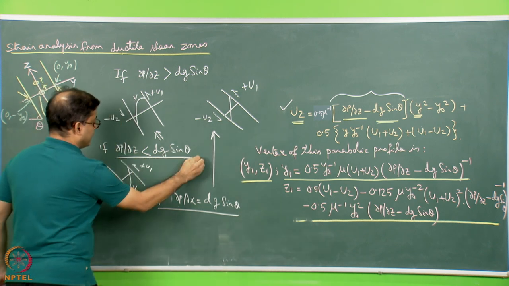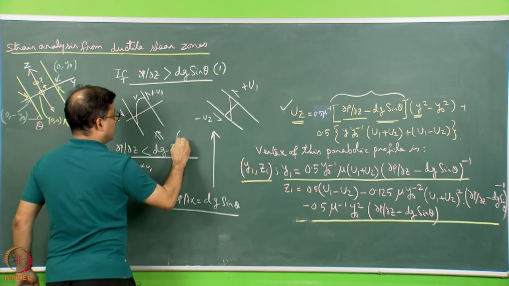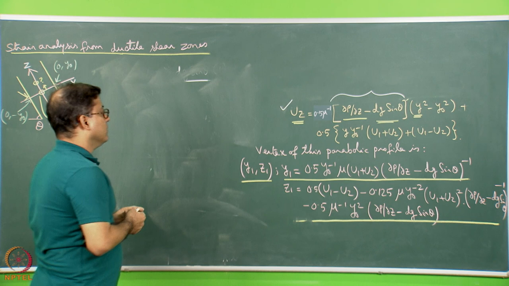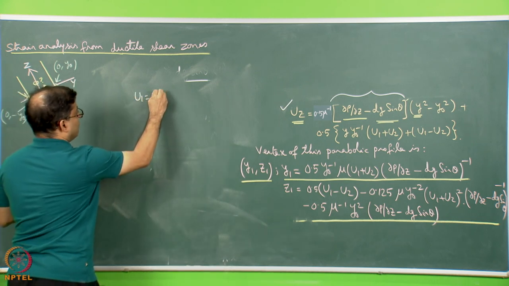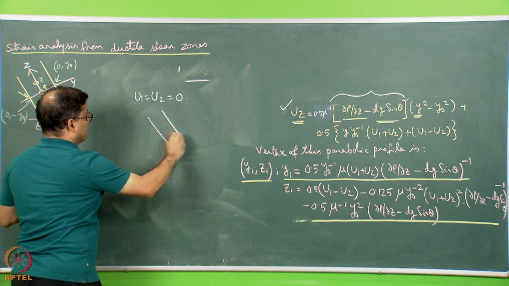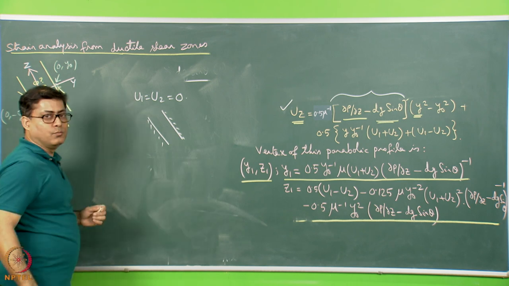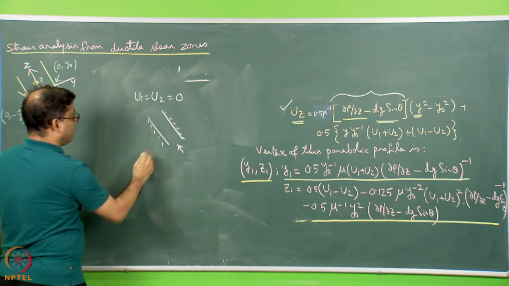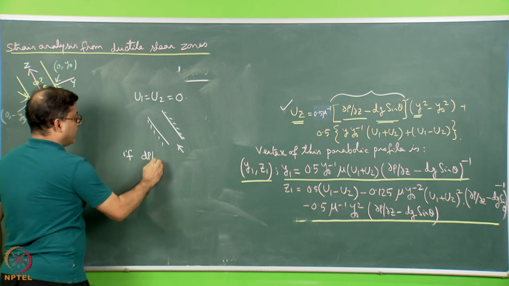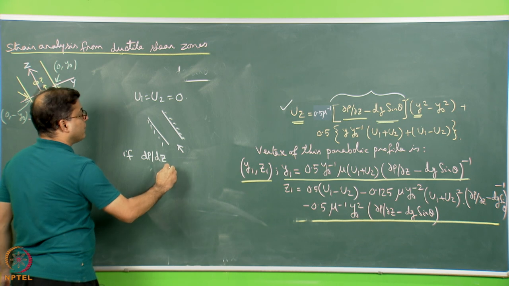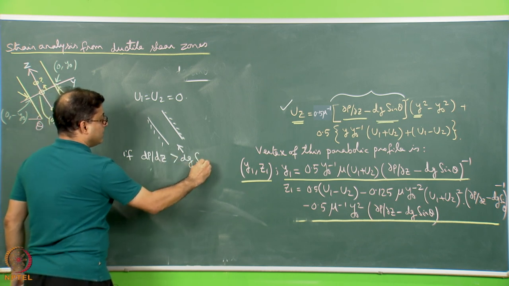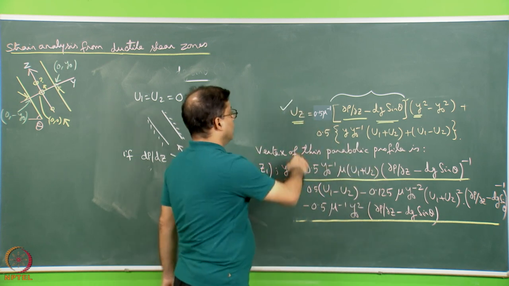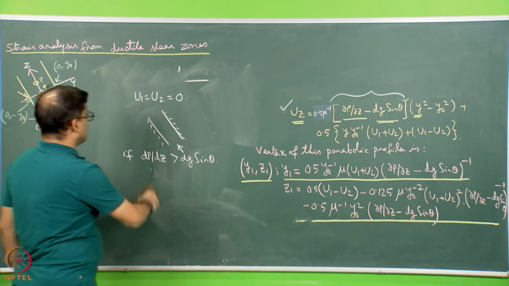So I have showed you the three cases, one, two, and three. There can be other interesting things that can be demonstrated. Now consider u1 equal to u2 equal to 0. That means the boundaries are rigid, they don't move, they don't slide, only there is fluid flow either upward or downward. A net upward fluid flow will happen if the dp dz is more than dg sin theta. In that case, how will the profile look? Now look at this velocity profile. I said suppose u1 and u2 are 0.